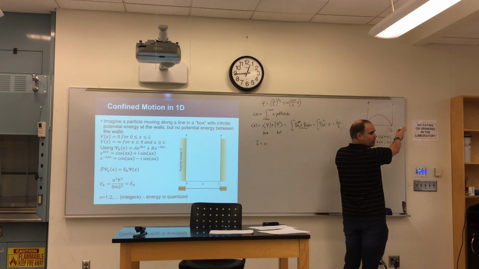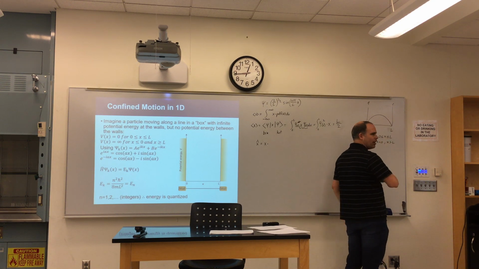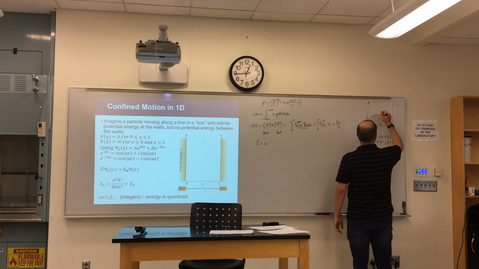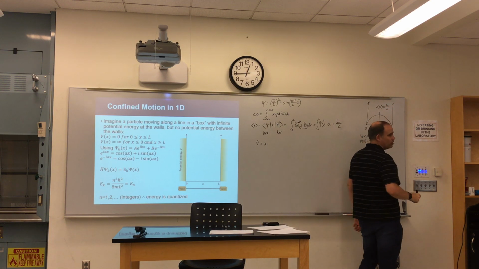It's symmetric about the middle, and so half the time it's going to be on the left-hand side, half the time it's going to be on the right, and so when we take the average of it, the average is going to be in the middle, right? So it makes sense that the value we get for the average x is equal to L over 2, dead in the middle.